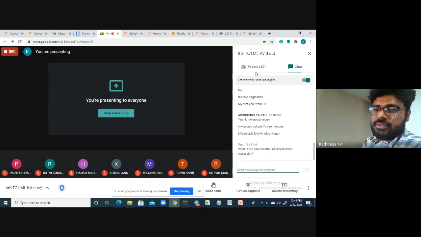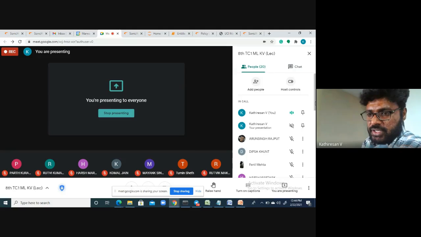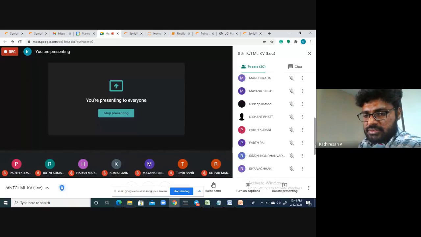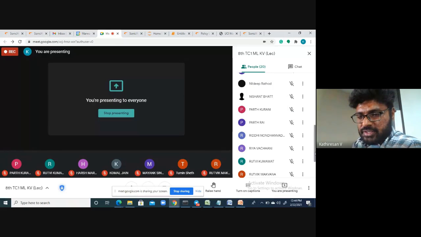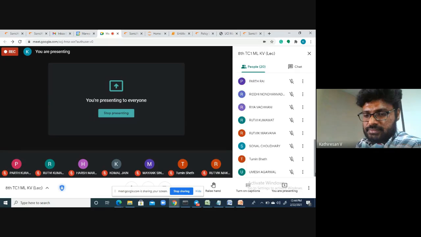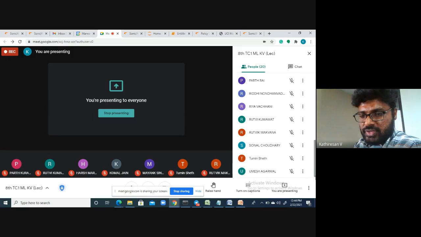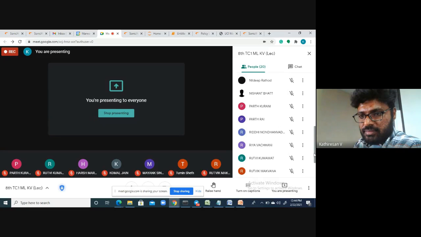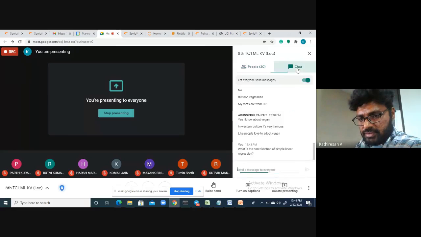What is the cost function of simple linear regression? Not getting any answer. Dipsa, Fenil, Nishan, Parth, Partrai, Riddhi, Ria, Mesh, Sonal, Umesh, Tumin, Sonal, Rudvik, Rudvi, Ria, Riddhi, Parth, Nishant, Nildeep. Not getting answer from any of you.